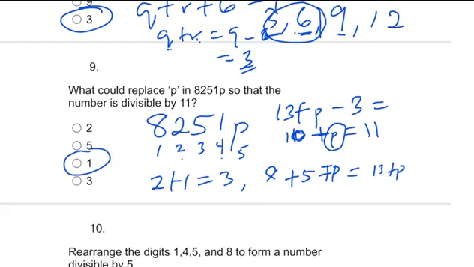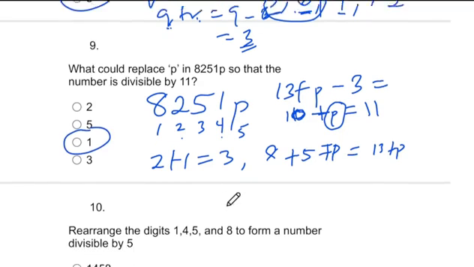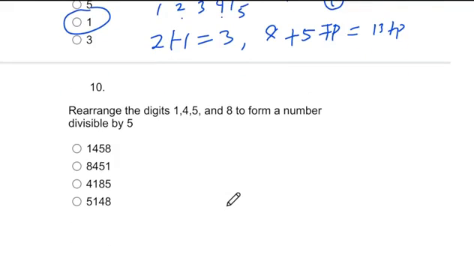Okay. So the last question we have here is rearrange the digits 1, 4, 5 and 8 to form a number that is divisible by 5. This is so easy because a number is divisible by 5 if the number ends with 5. So you can see the only one that ends with 5 here is this one. So that is the answer, straightforward. So I hope this is very clear.